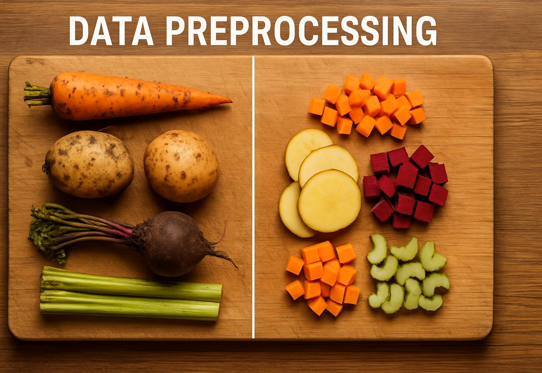Once we have our ingredients, we need to clean and prepare them. This step is called pre-processing. It's like washing and chopping veggies before cooking. We remove noise, duplicate entries, and irrelevant information to ensure our model learns from the best.